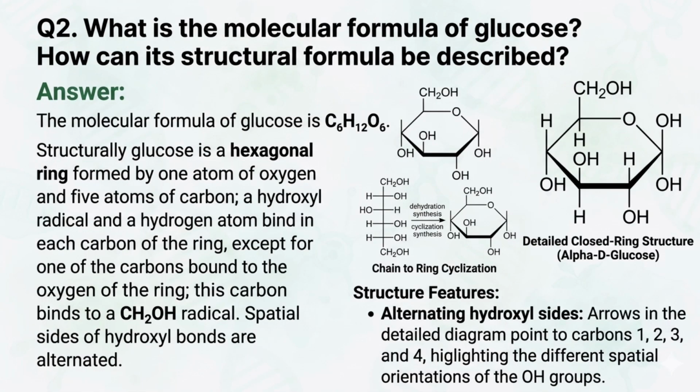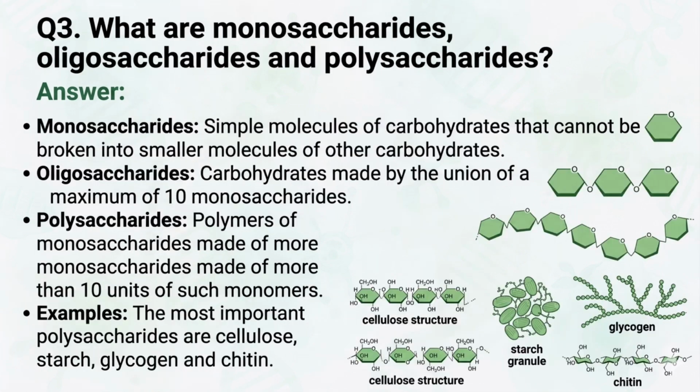Question number 2. What is the molecular formula of glucose? How can its structural formula be described? Answer. The molecular formula of glucose is C6H12O6. Structurally, glucose is a hexagonal ring formed by one atom of oxygen and 5 atoms of carbon. A hydroxyl radical and a hydrogen atom bind in each carbon of the ring, except for one of the carbons bound to the oxygen of the ring. This carbon binds to a CH2O radical. Spatial sides of hydroxyl bonds are alternated.